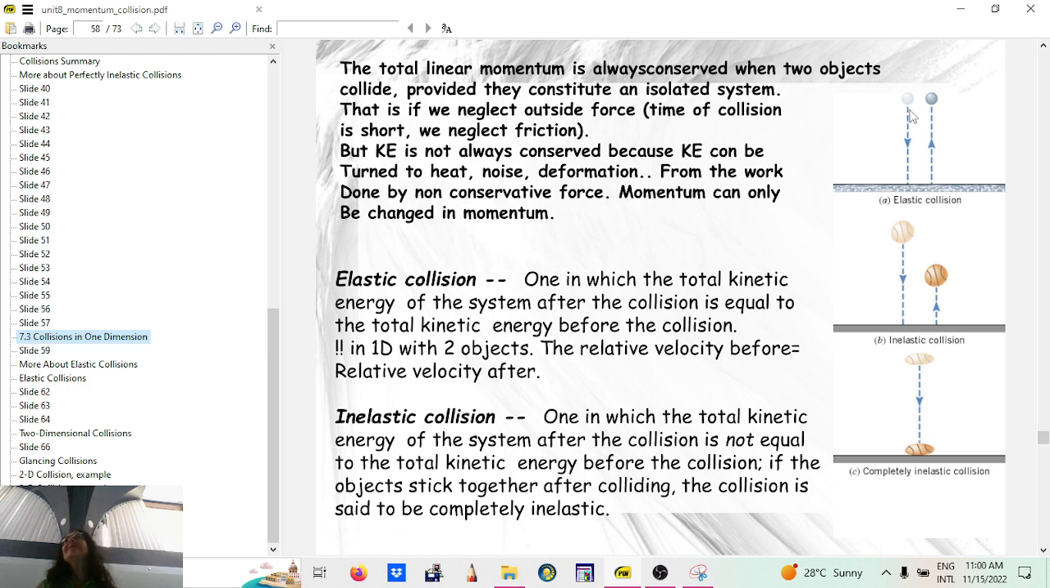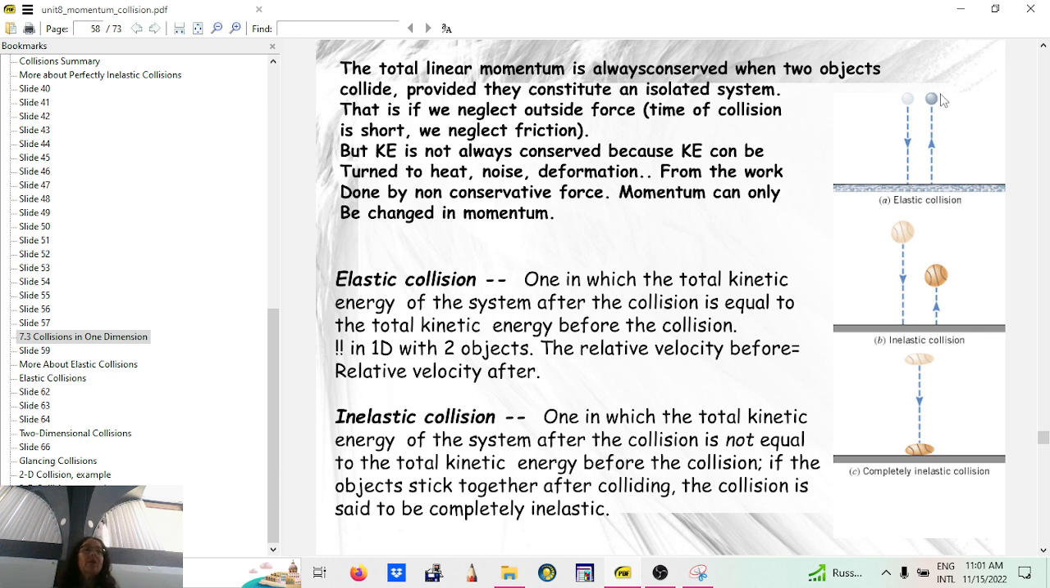Okay, so very important here, what we call an elastic collision. Elastic collision means no kinetic energy is lost. So before and after, I'm going to have the same kinetic energy. So that means I can write an equation: kinetic energy before equals kinetic energy after. So in that case, you see that kinetic energy goes into potential elastic energy.